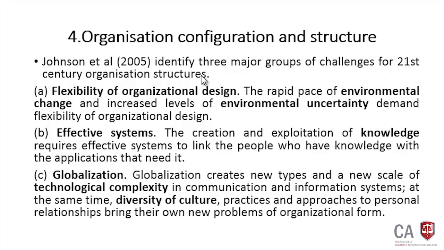B is effective systems. The creation and exploitation of knowledge require effective systems to link the people who have knowledge with the applications that need it. Now we are talking about a knowledge society, a lot of new knowledge is there, therefore we should have effective systems to link the people who have knowledge with the applications that need it. So to use the knowledge of the people, we should have a proper structure within the organization, otherwise we will not be able to capitalize on the knowledge of these people. That is the second point, effective systems.